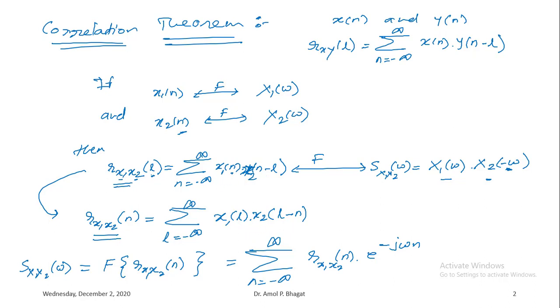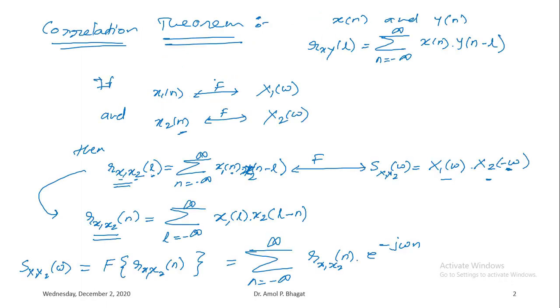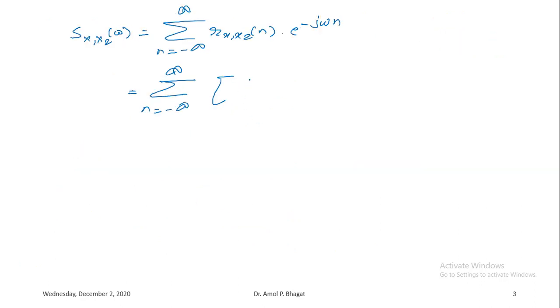Now we'll substitute the value of r x1 x2 of n in that formula. So we have summation n equals minus infinity to infinity, and in place of r x1 x2 of n we substitute summation l equals minus infinity to infinity x1 of l multiplied by x2 of l minus n, multiplied by e to the power minus j omega n.